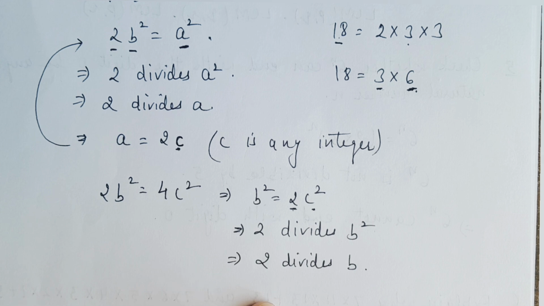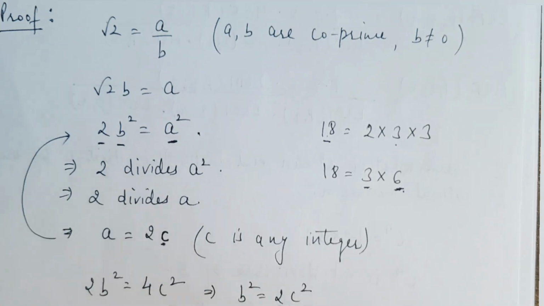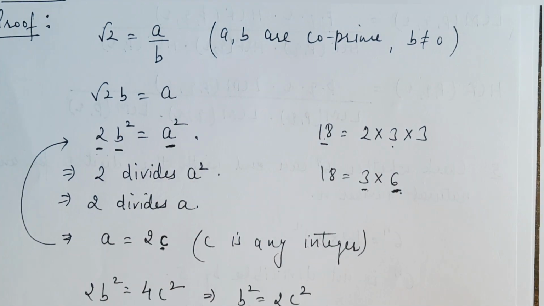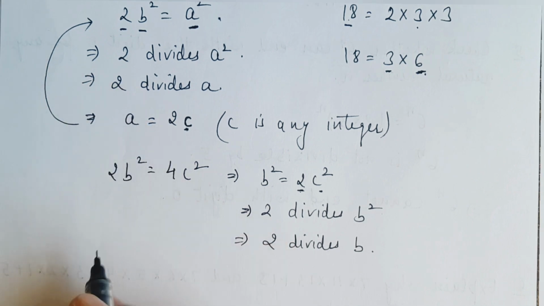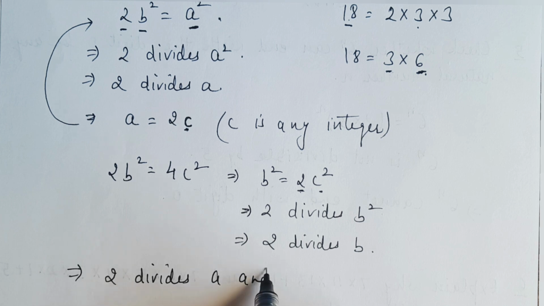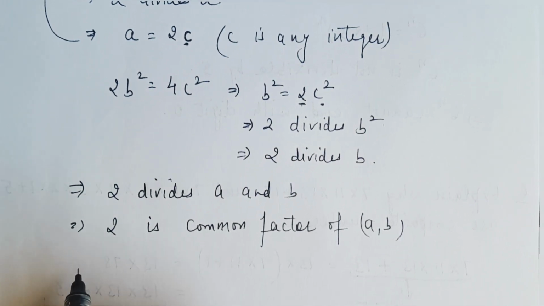Now what conclusion did we get? 2 divides a and 2 divides b. That means 2 is a common factor of a and b. But what we took in the starting is that a and b are co-prime. They do not have any other common factor other than 1. But here we proved that 2 divides a and 2 divides b both. That means 2 is a common factor of a and b, which is a contradiction, because we have taken a and b as co-prime.